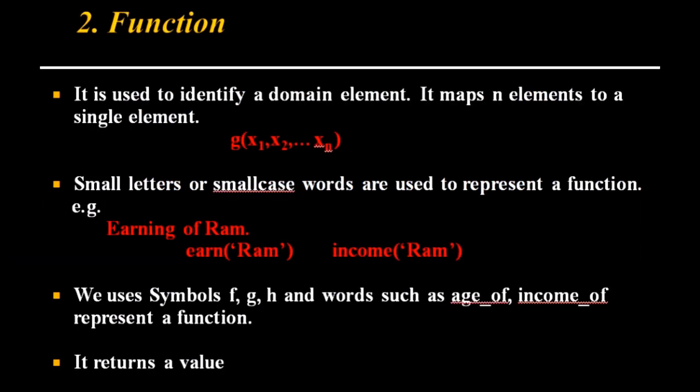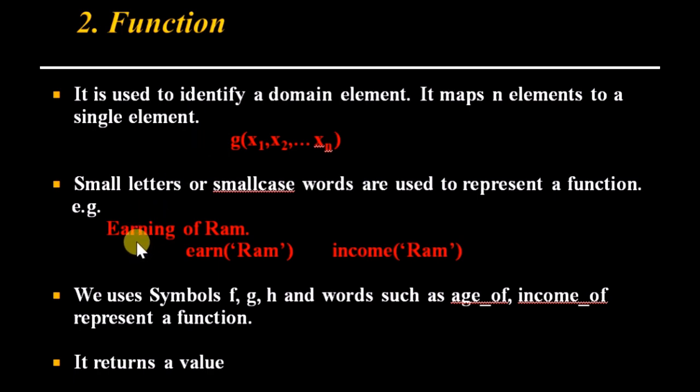Now we'll discuss function. Function is just like the predicate, but it has some difference. Function also maps n elements to a single element. So the difference between the predicate and the function is that function returns a value, whereas the predicate returns either true or false. Function is normally represented by small letters or small case words. Here you can see g. G is the function and it represents the relations between x1, x2 and xn, and it returns some value.